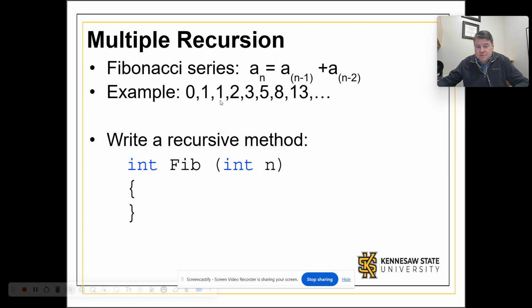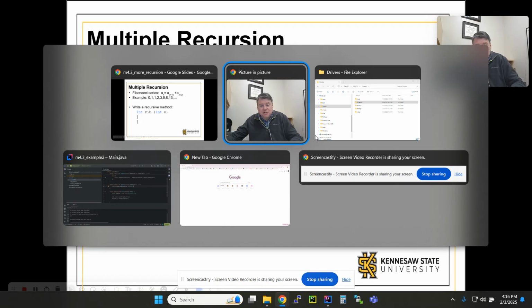So 2 is because you're adding the 1 and the 1 together. 3 is because you're adding the 2 and the 1 together. 5 is because you're adding the 2 and the 3. 8 because the 5 and the 3, 13 because of the 8 and the 5. That's how Fibonacci works. All right, so let's write some Fibonacci code.